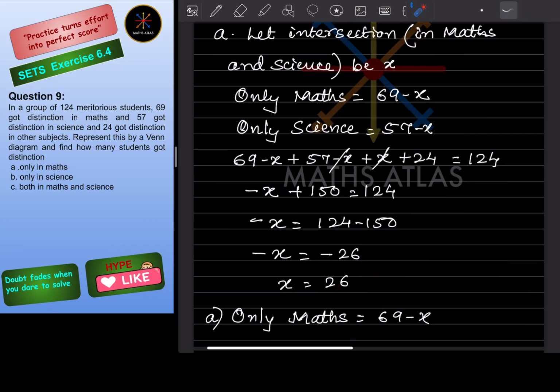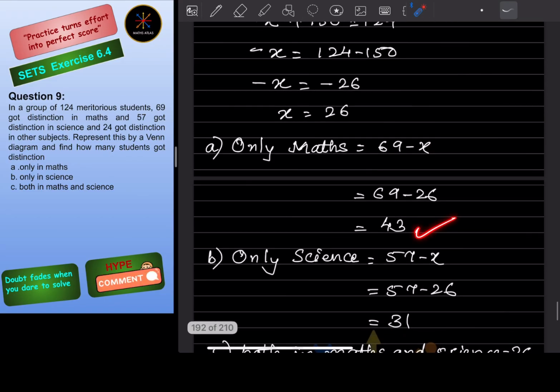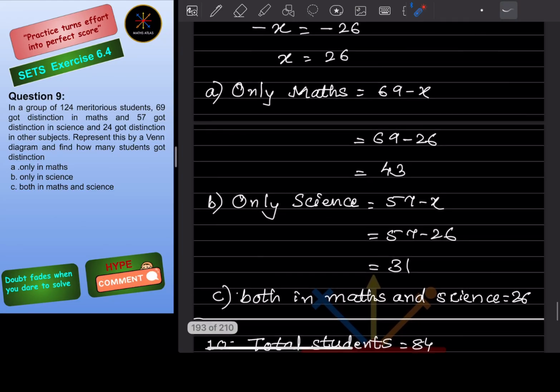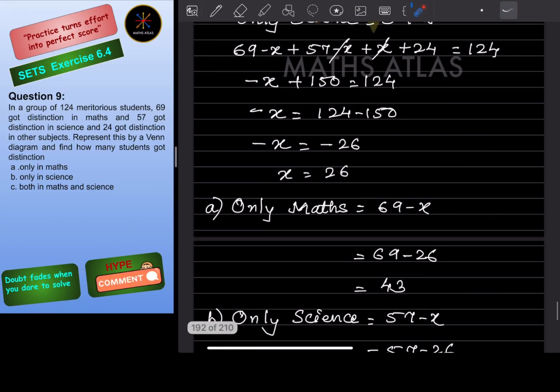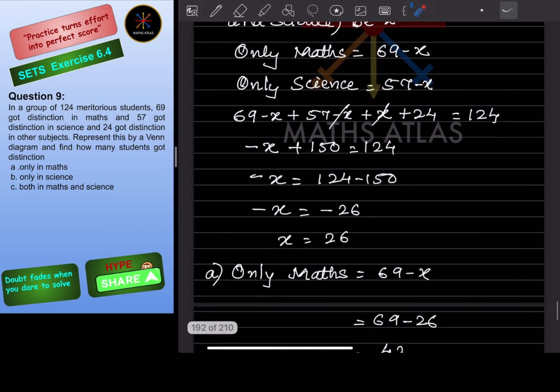Now we got the value of x, that is the important step. Only maths we considered as 69 minus x, so 69 minus 26, which is 43. Only science is 57 minus x, which is 31. And both in maths and science is x, which is the intersection, and that is 26.